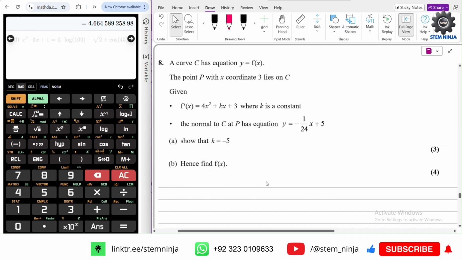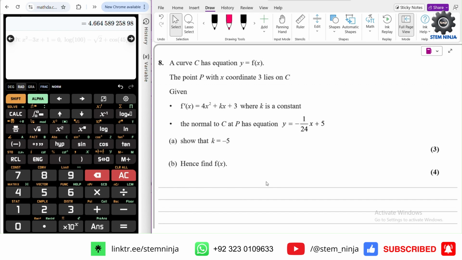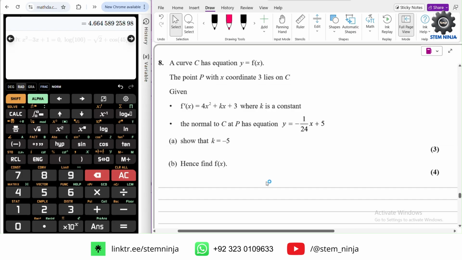A curve C has equation y is equal to f of x. Point P with x coordinate 3 lies on C. Given that f prime of x is this, where k is a constant, and the normal to C at P has equation this. Show that k is equal to minus 5. Wait. So point P with x coordinate 3 lies on C, and the normal to C.